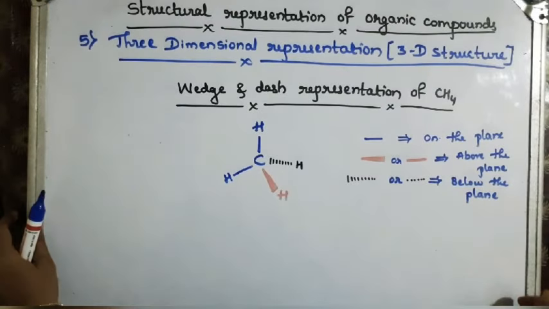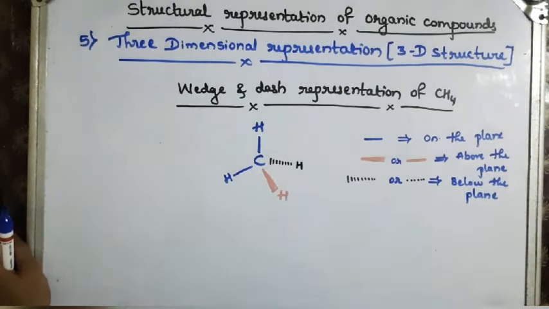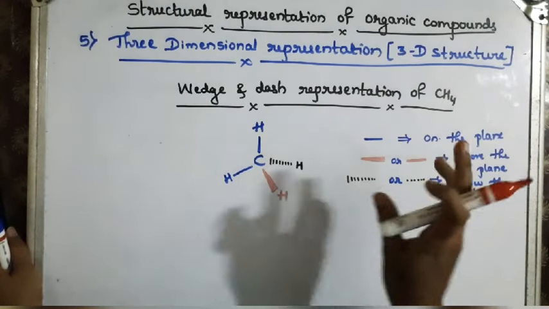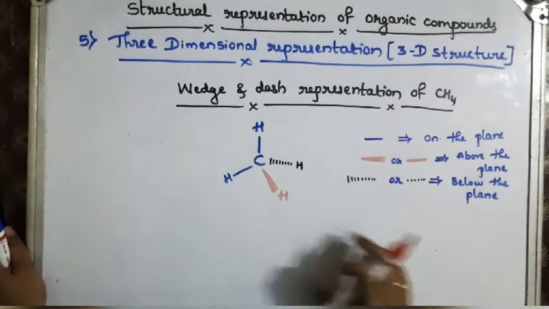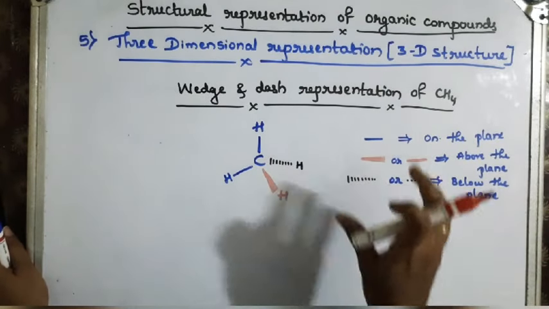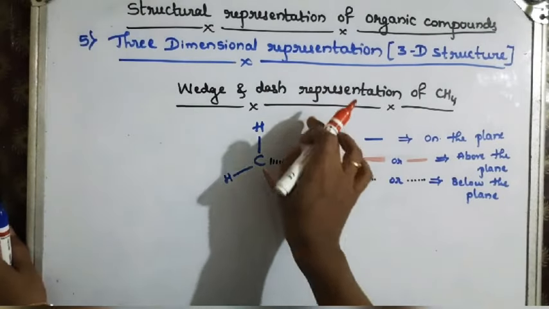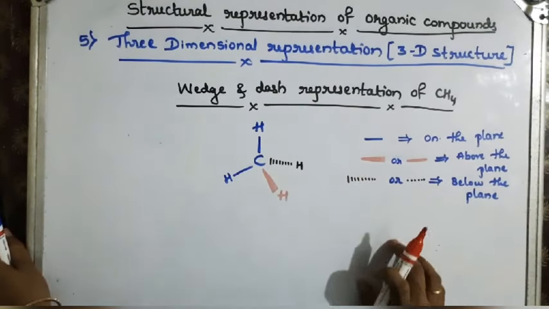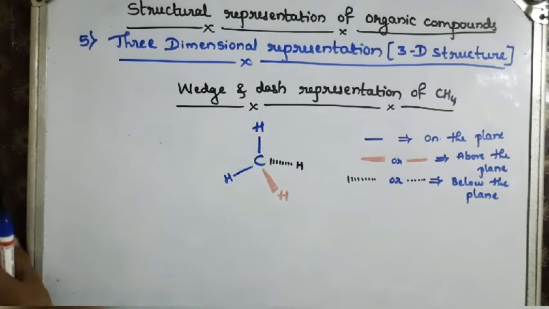So the last representation is the three-dimensional representation of organic compounds. It is also called the 3D structure. Actually, the organic compounds have a three-dimensional structure. But to represent those three-dimensional structures on a two-dimensional board or a paper, it is difficult. So what we do is, we use some assumptions. Like, we see here, I'll take an example of methane. This is a solid wedge or wedge and dash representation for the methane molecule.